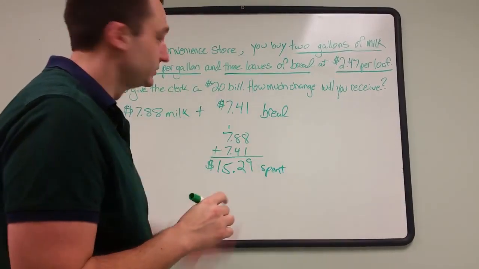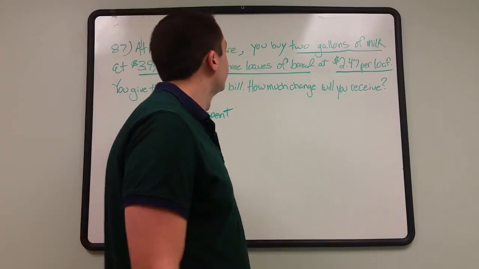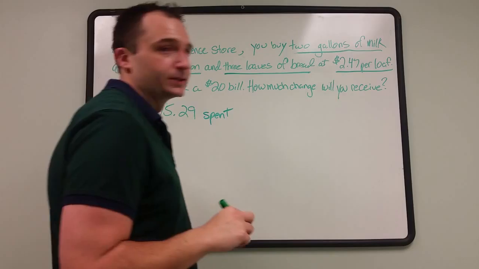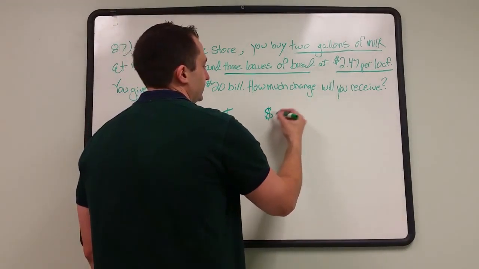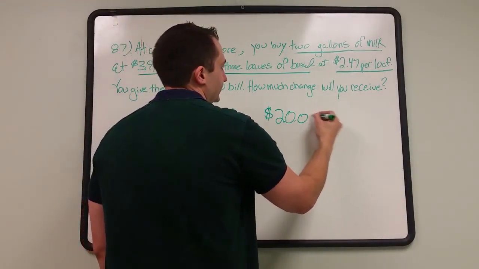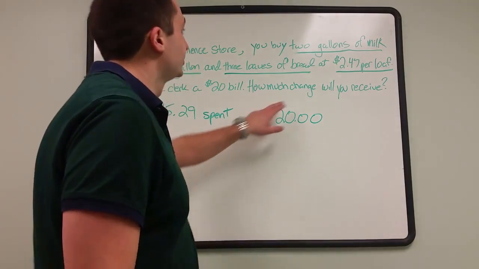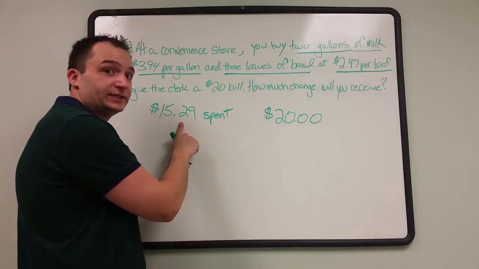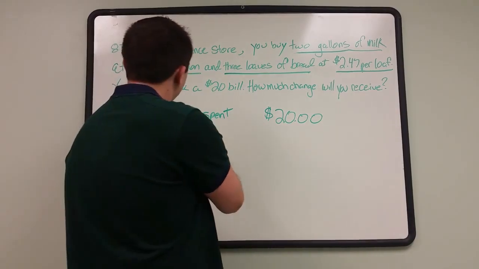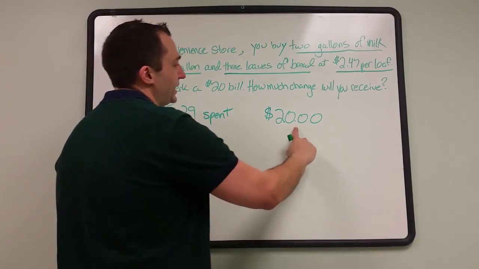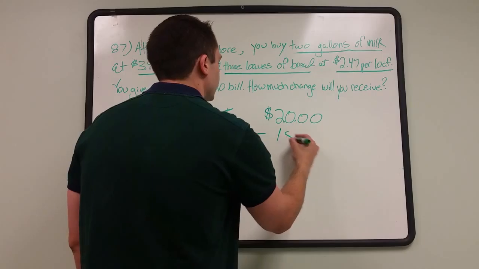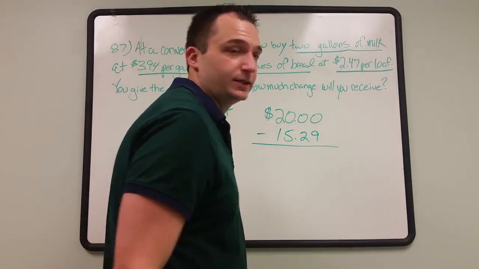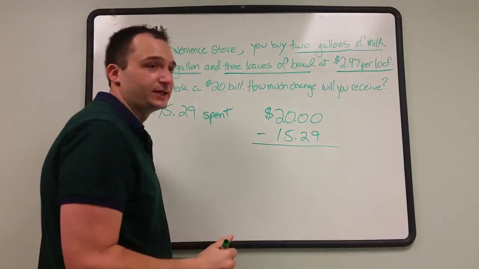The next and final step in the problem is it states that you gave the clerk a $20 bill. So you handed the clerk $20. And it's asking you how much change will you receive. Well, if you spent $15.29, you would take the $15.29 and subtract it from the $20 bill you gave the clerk, and that's how much money you would receive as change.